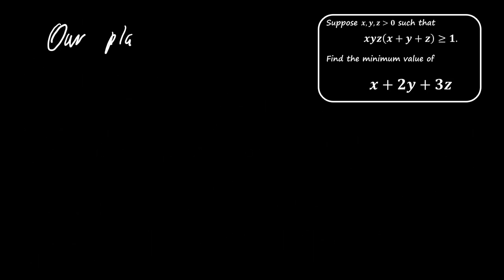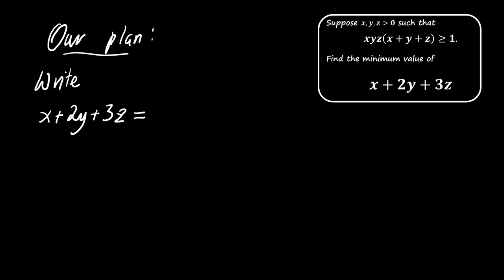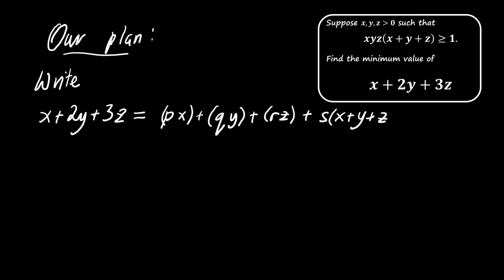Now, let's formalize our approach using the AM-GM inequality to find a lower bound. We want to minimize x plus 2y plus 3z, and we already know from our earlier trials that we can get close to the answer. But here's where the AM-GM inequality comes into play. We can write x plus 2y plus 3z as a combination of weighted sums. For example, px plus qy plus rz plus s times the sum of x plus y plus z, where p plus s equals 1, q plus s equals 2, and r plus s equals 3.